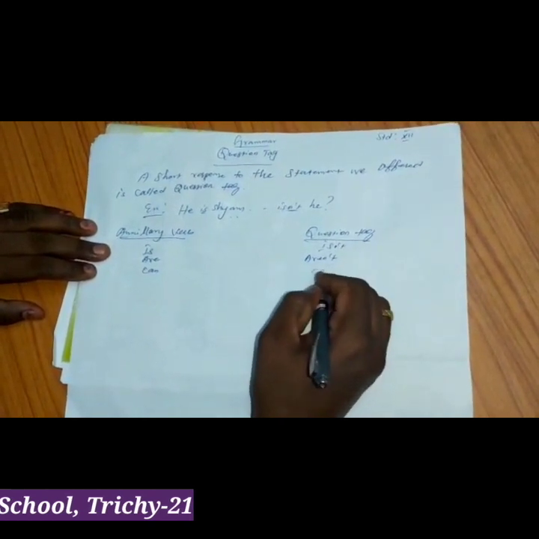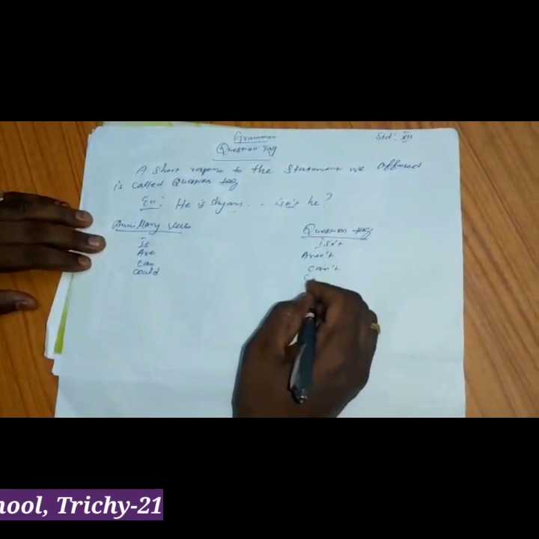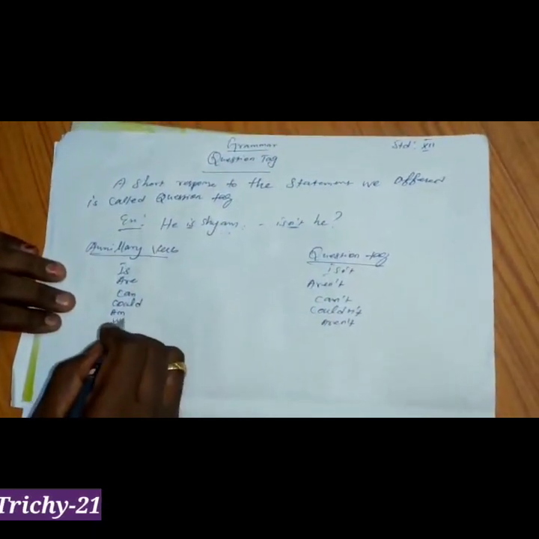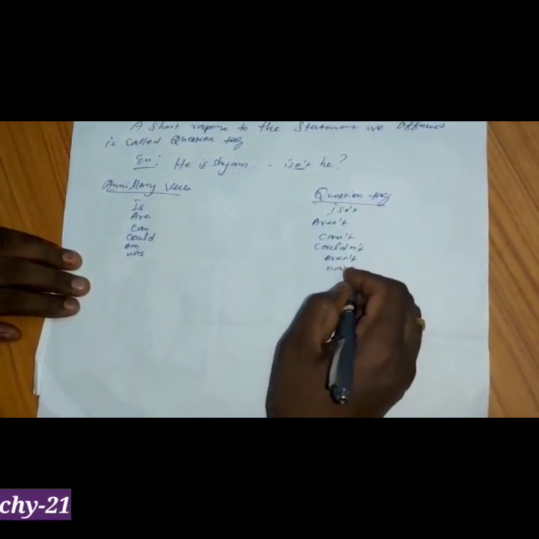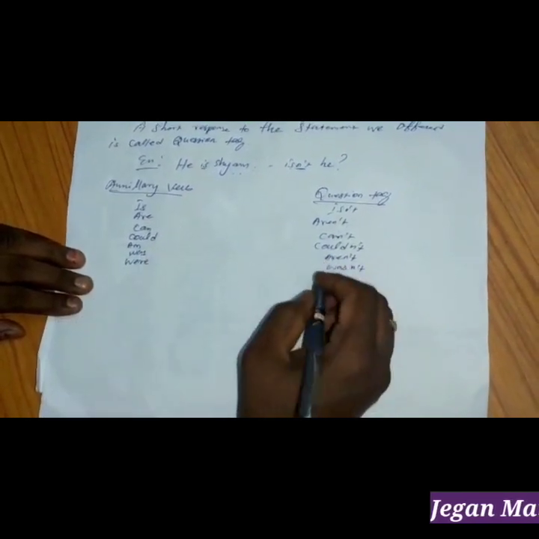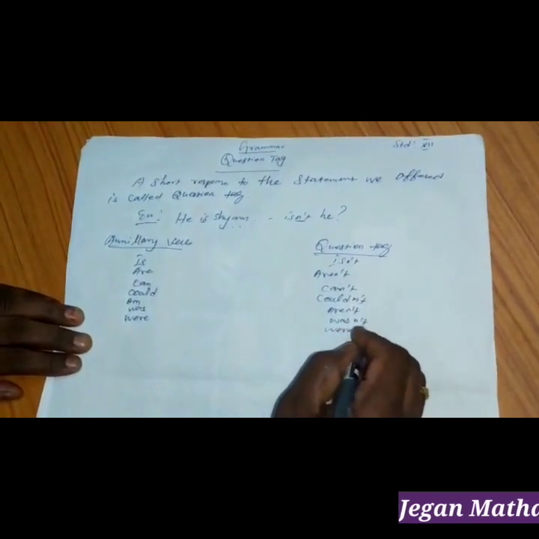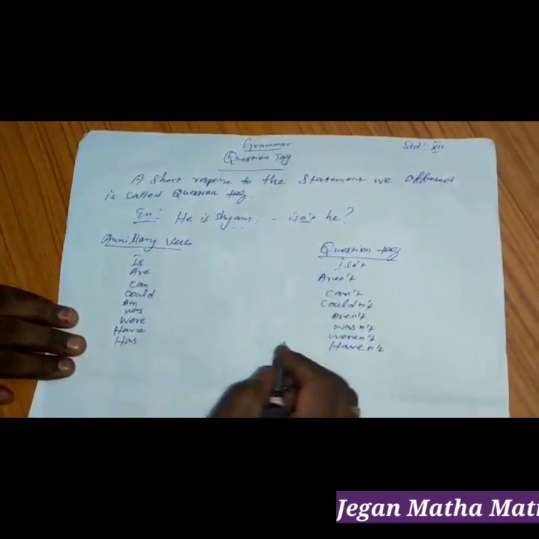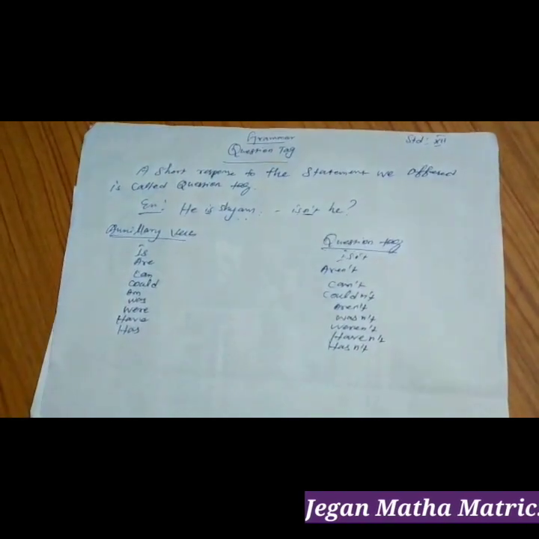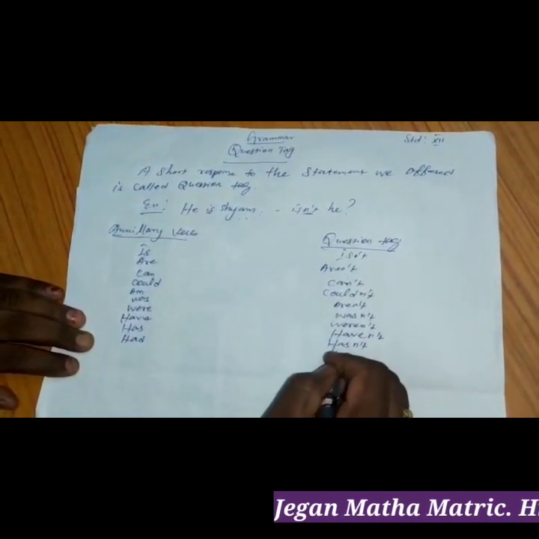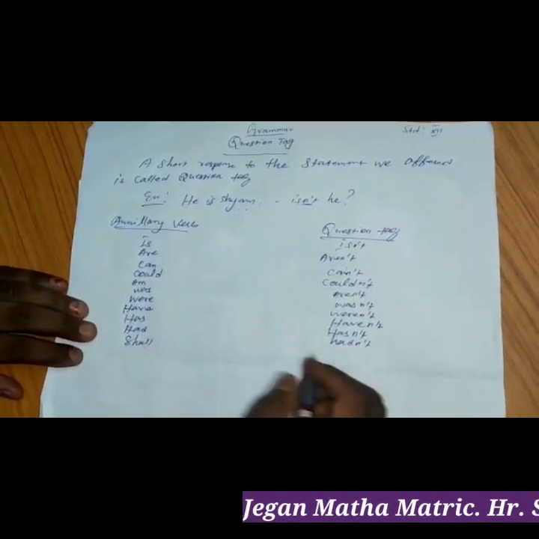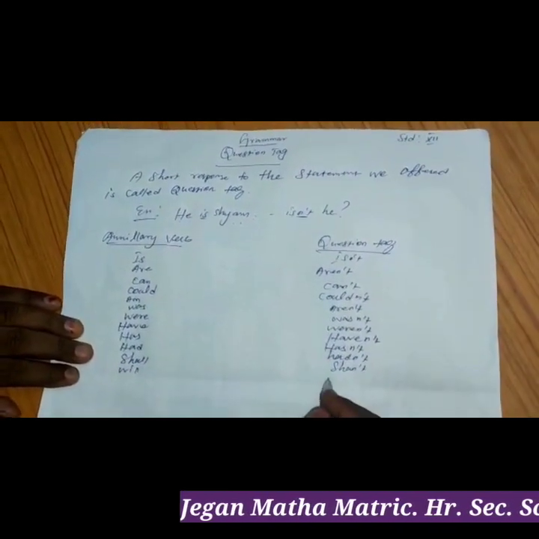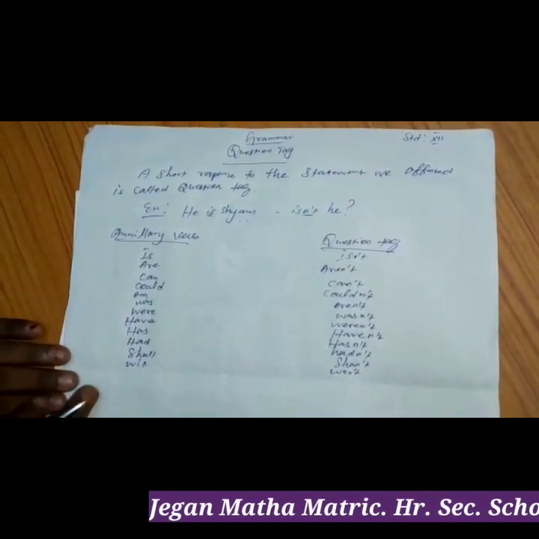Can, can't; could, couldn't; aren't; was, wasn't; were, weren't; have, haven't; has, hasn't; had, hadn't; shall, shan't; okay, the short form of this word is shan't; will, won't. So I have given a few examples of auxiliary verbs.